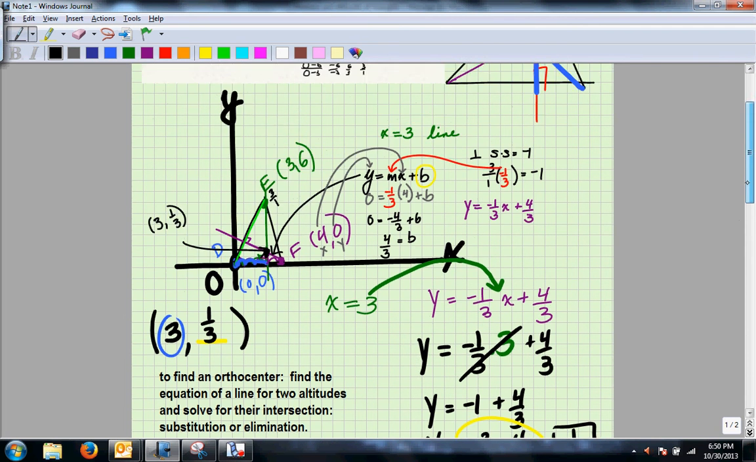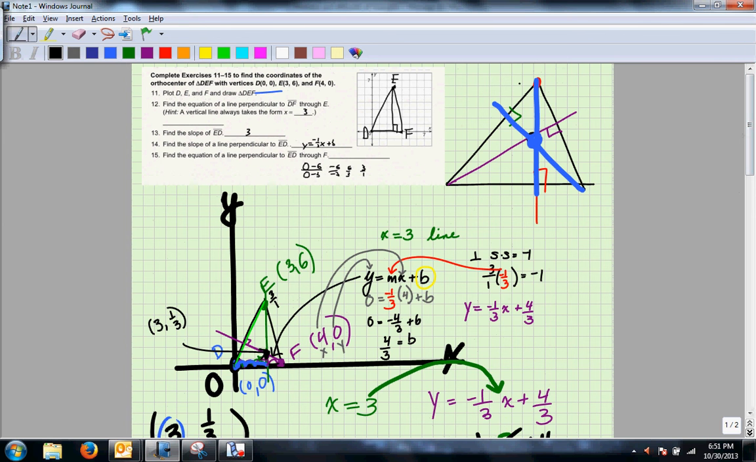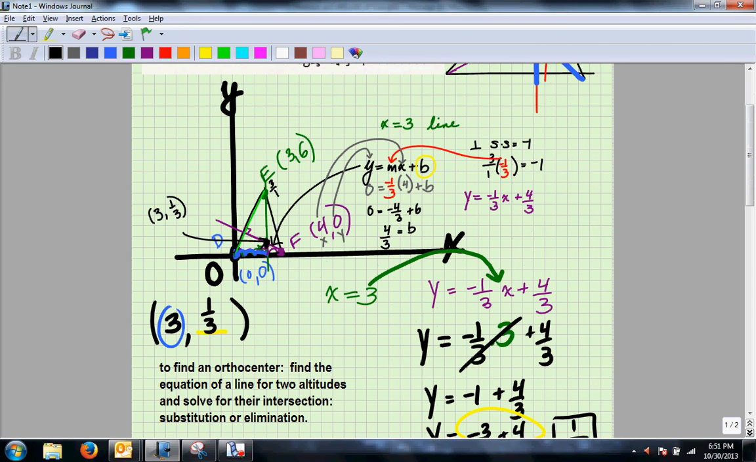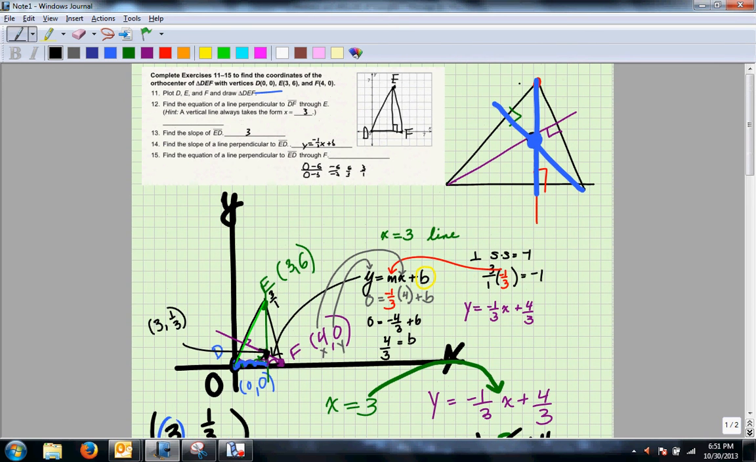Let's see if we answered all the questions up here. Plot, we figured that out. Find the slope of E to D. Find the slope of a line perpendicular to ED, which we did, and the equation of a line that goes through point F, which we did down here. The equation of the line was y equals negative 1/3 x plus 4/3. And then what we did is we found the intersection of this line, x equals 3, and y equals negative 1/3 x plus 4/3.